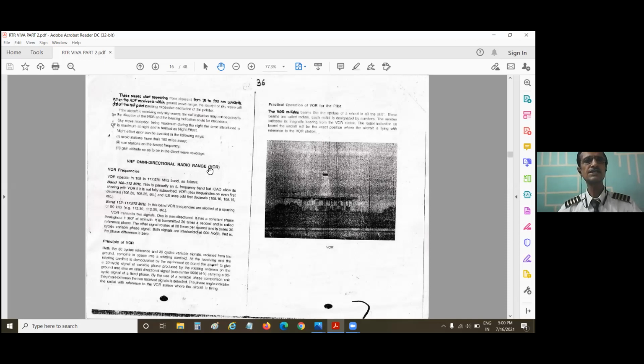That means this is a navigational aid. VOR is a navigational aid. This navigational aid is working on VHF, that means very high frequency. It's working in the VHF band.